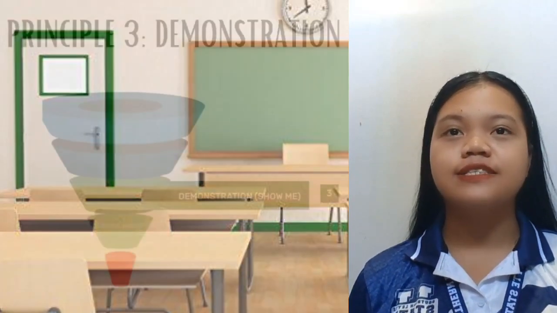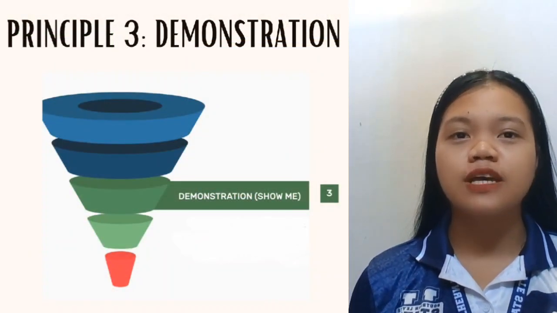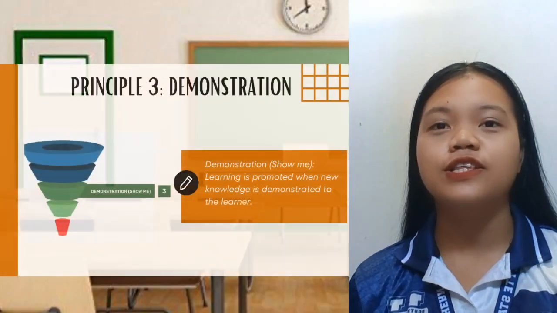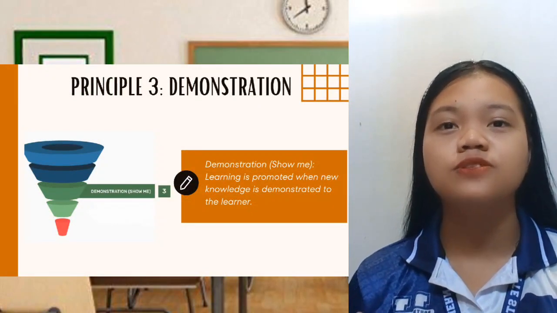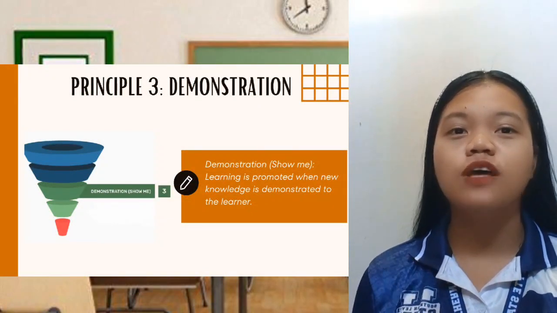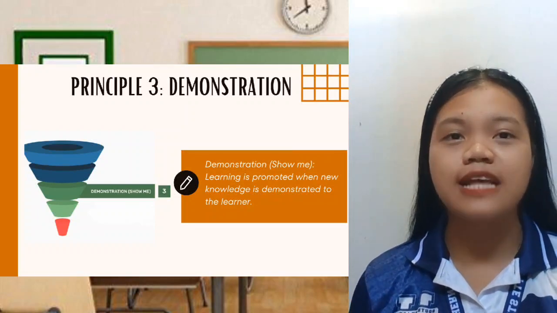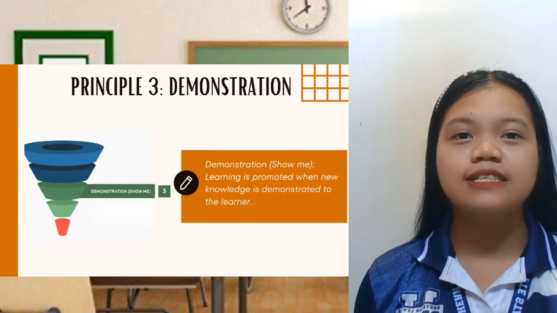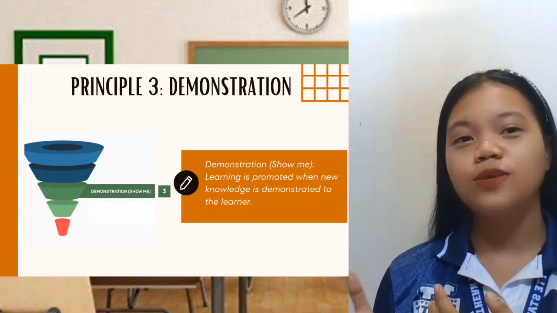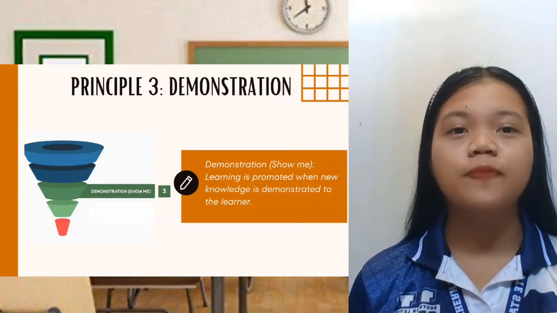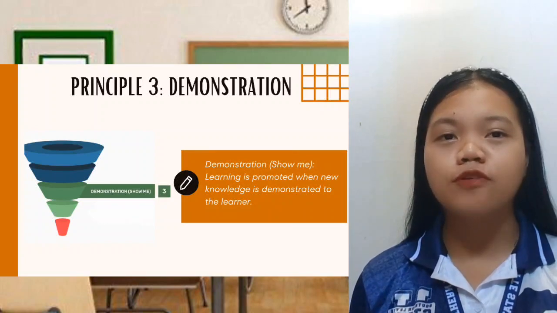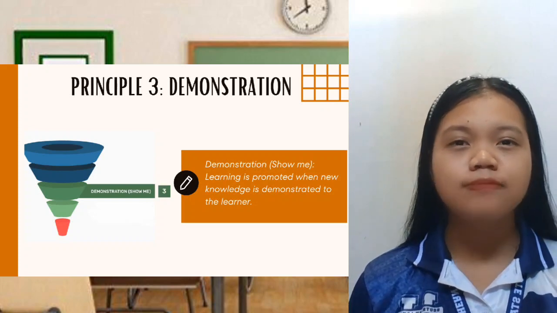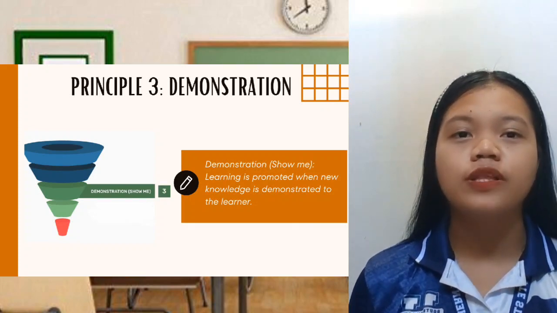So principle 3 is demonstration or show me. Can you tell us your idea about what is demonstration? Okay, so demonstration is learning is promoted when new knowledge is demonstrated to the learner. It involves showing new knowledge to learners, which helps them to understand and learn effectively through visual or practical examples. It emphasizes the importance of showing new knowledge to learners through visual or practical examples. This approach promotes effective learning by providing clear demonstrations that help students understand and apply information being taught.